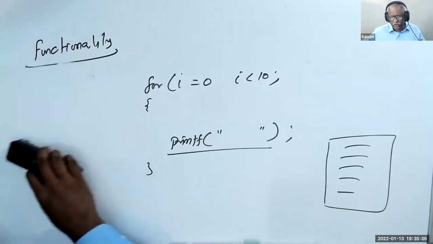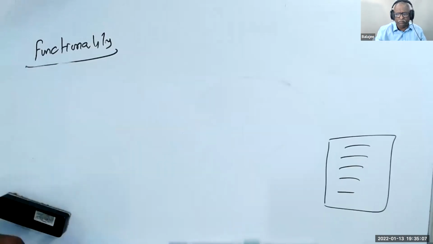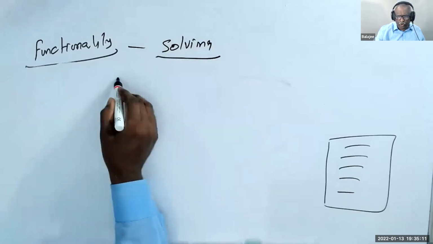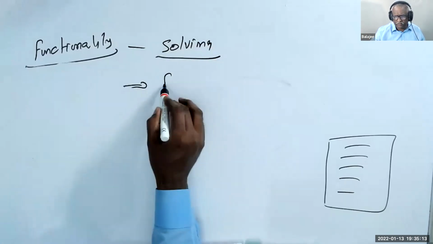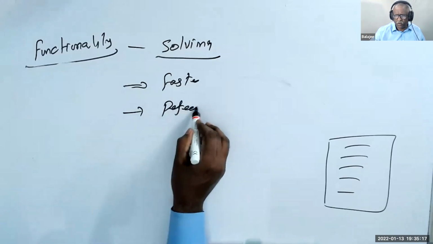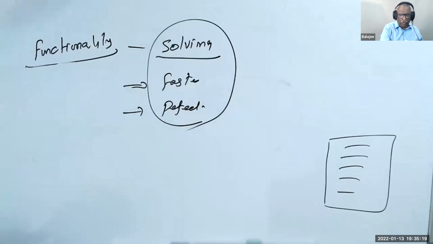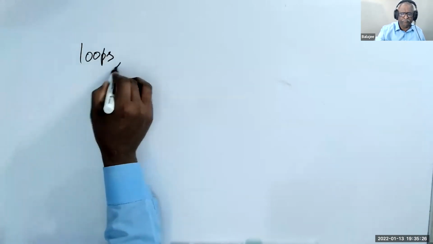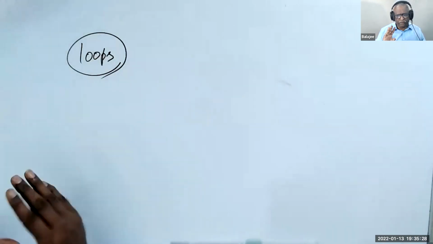Now you have to do that. First, what you are trying to do is solve problems. Second, you should know how to solve faster. Third is being perfect. So understand, where you are going to get stuck here is your loops. The loops, there are multiple kinds.